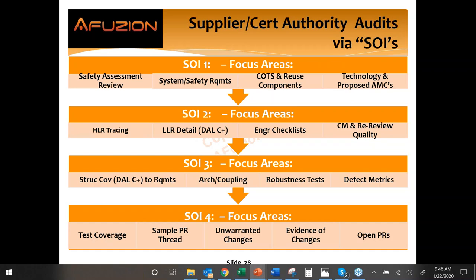Oh, we had no defects. Well, that's not a good thing. That probably means you weren't tracking those defects. So take a look at metrics.